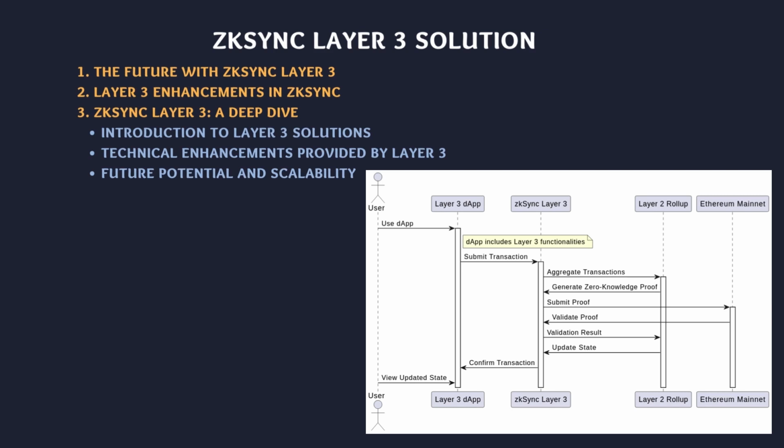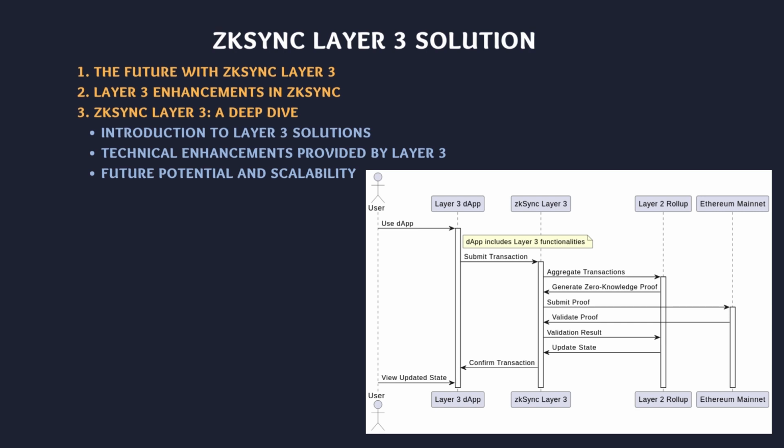3. Further reduce transaction costs. By offloading even more processing from the main blockchain and Layer 2, Layer 3 can further reduce transaction costs. This makes it economically viable to perform a higher number of transactions, which is essential for the mass adoption of blockchain technology. Future potential and scalability.